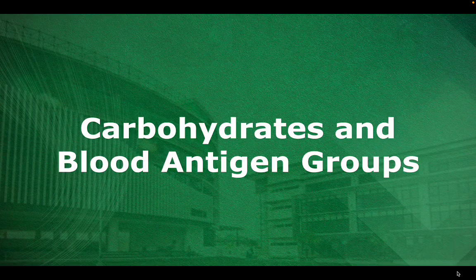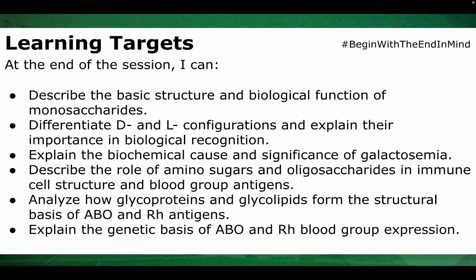Going to talk about carbohydrates and blood antigen groups. So at the end of this video, you should be able to describe the basic structure and function of monosaccharides, differentiate D and L configurations, explain the biochemical cause and significance of galactosemia, describe the role of amino sugars and oligosaccharides, analyze how glycoproteins and glycolipids form the structural basis of ABO and Rh antigens, and explain the genetic basis of ABO and Rh blood group expression.